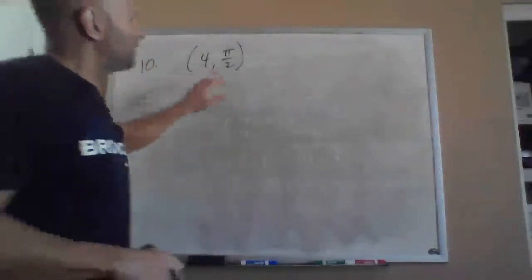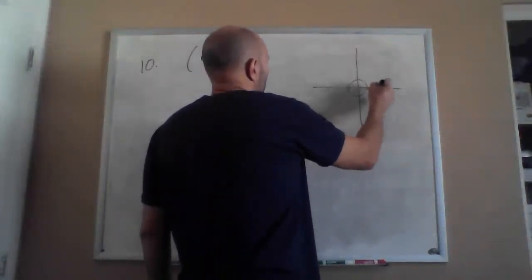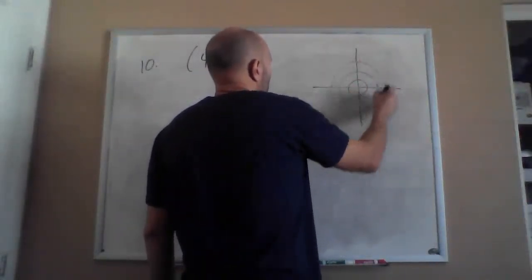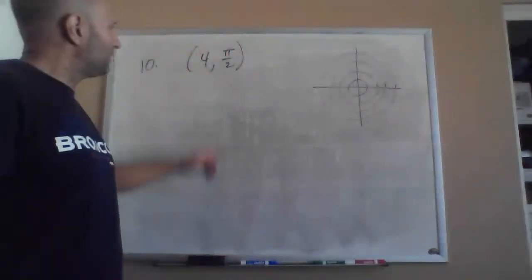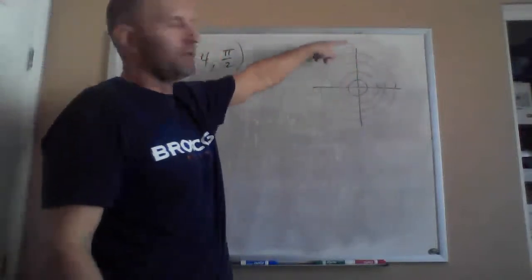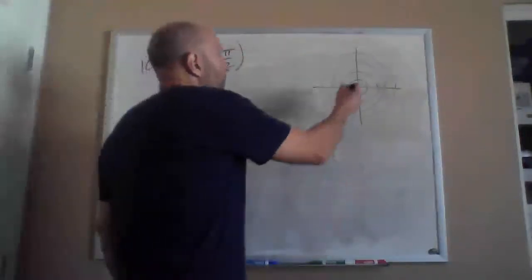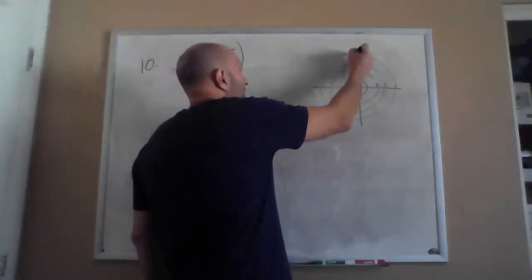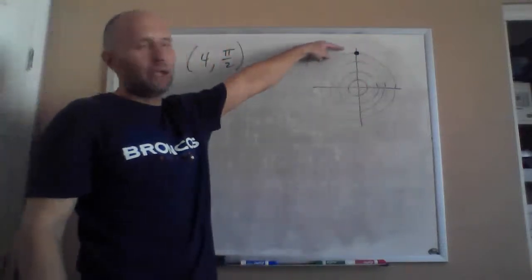All right, so let's plot this point first. So we always move theta to begin with. So that's pi over 2. That puts us here on the top part of the y-axis. And then the radius is 4, so it's 4 units out from the center. So this point is located right there.